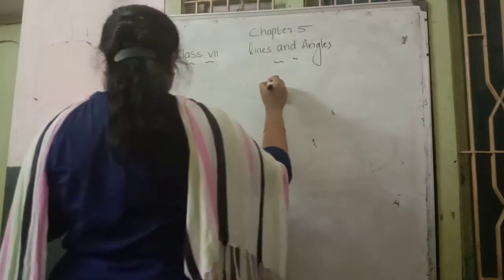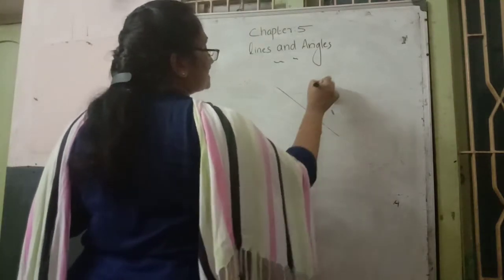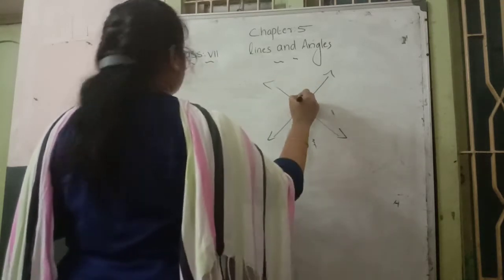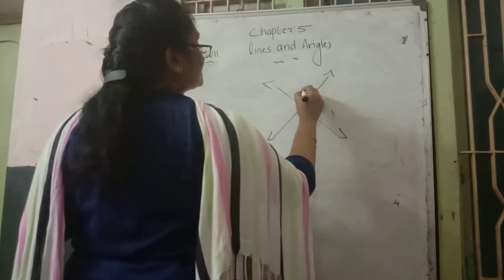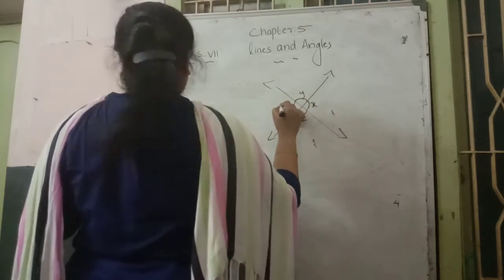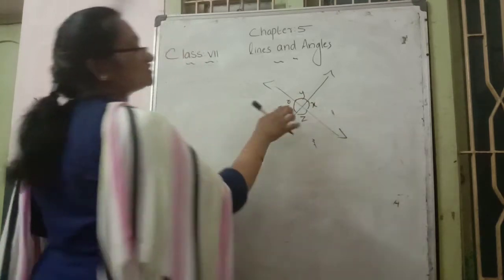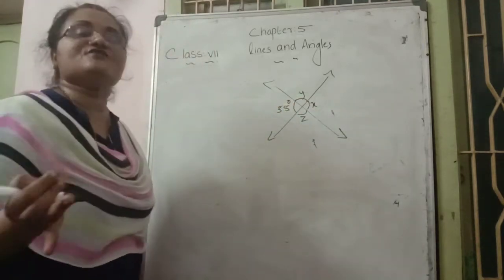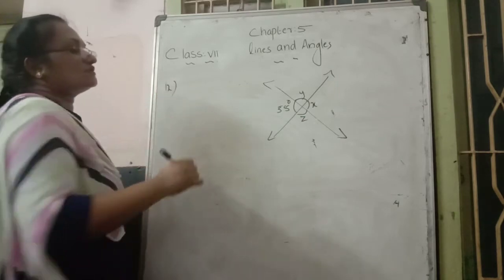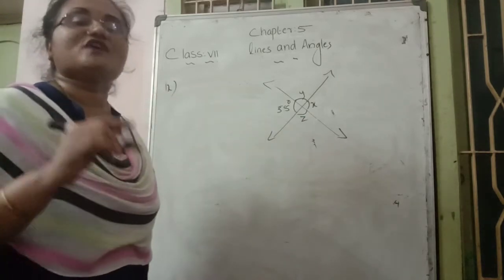Another diagram is given there. Find out the x value, y value, z value. The diagram is like that. Here mark it as y, there mark it as x, here z, and there mark it as well. Find out the x value, y value, z value. This is another question. They ask us to find out the x value, y value, z value.